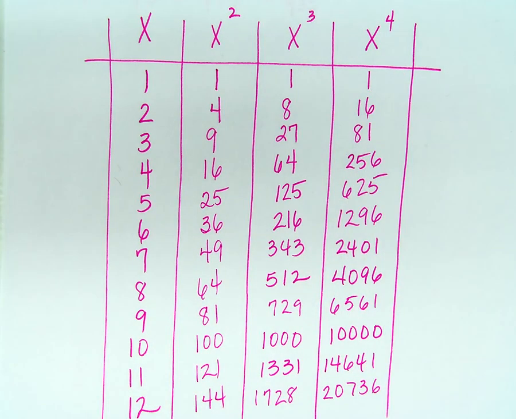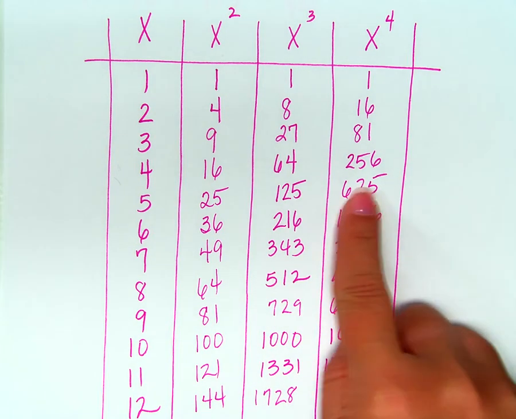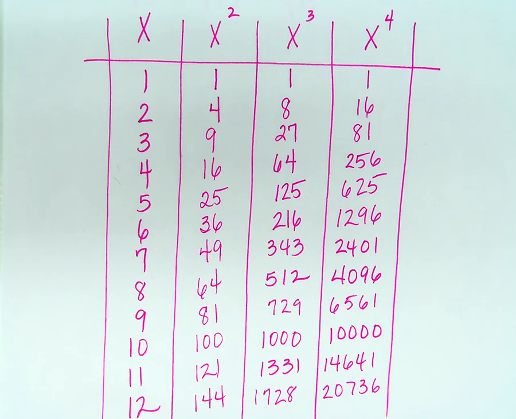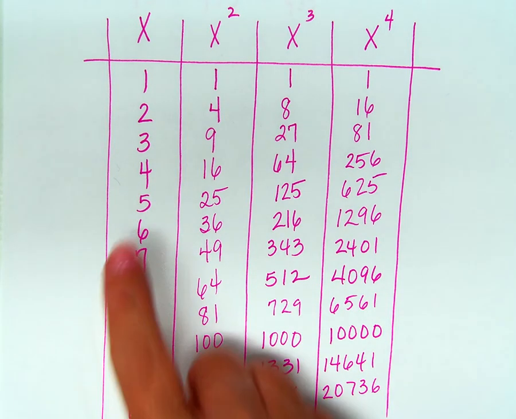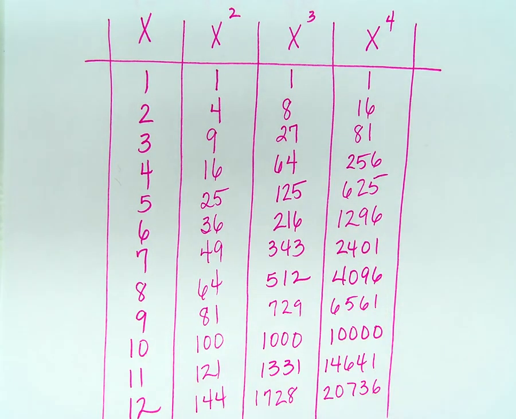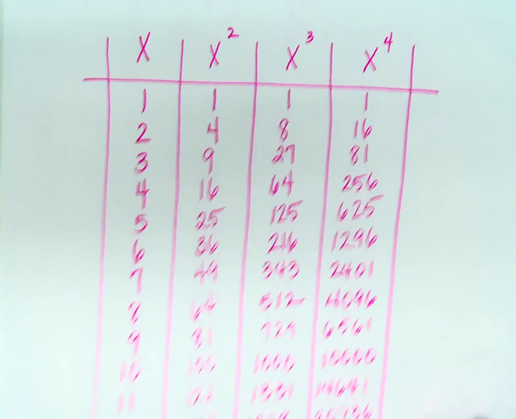Okay? So if I say, what's the fourth root of 625, what do you do? 625, it's 5. What if I say, what's 6 to the fourth power? 6 to the fourth power, 1296. Does that make sense? Yes? Okay. So we'll refer back to that. Not to worry.